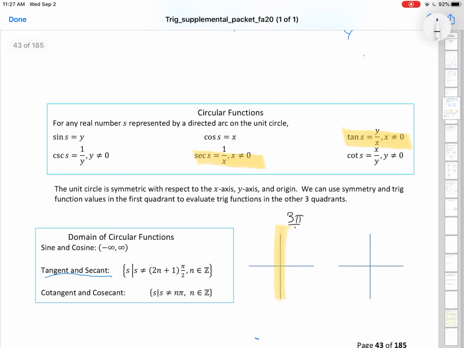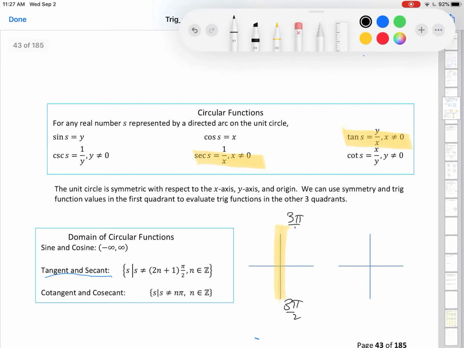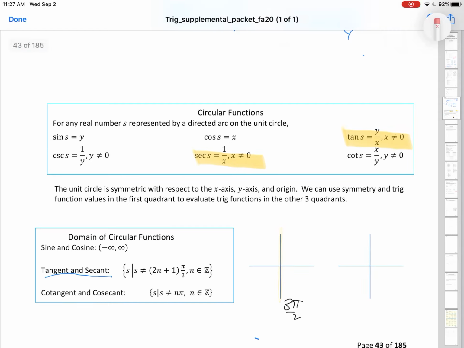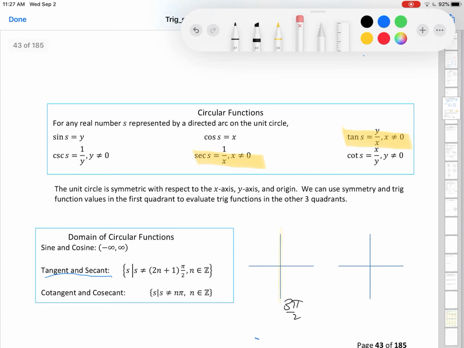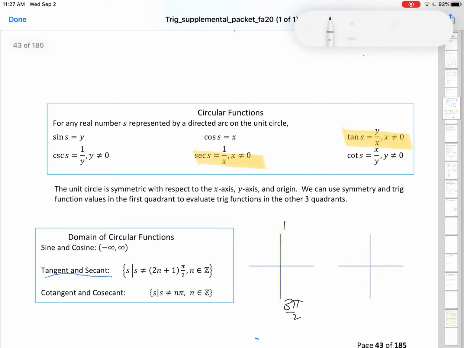This is 3 pi over 2. This up here is pi over 2. So we're going to have a problem at pi over 2 and 3 pi over 2. And that's what this is. They're all the odd multiples of pi over 2. The 2n plus 1 ensures that that number is odd. 1, 3, 5, 7. That's what the 2n plus 1 ensures. And n can be any number. So it could be -1 or -3. But it's going to be odd.